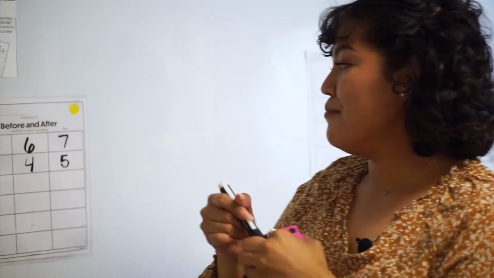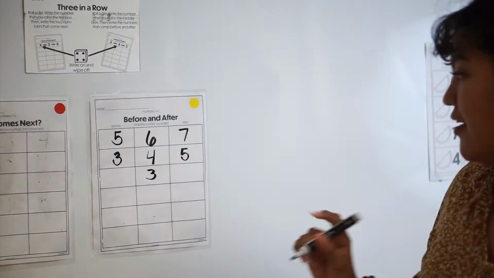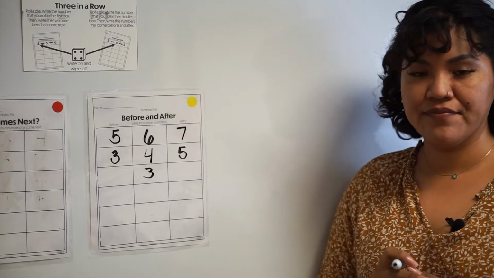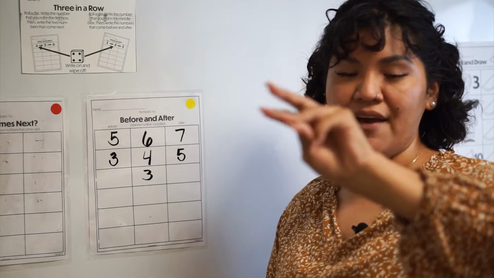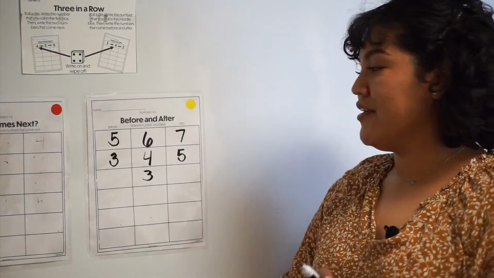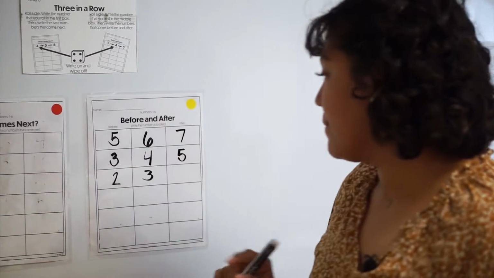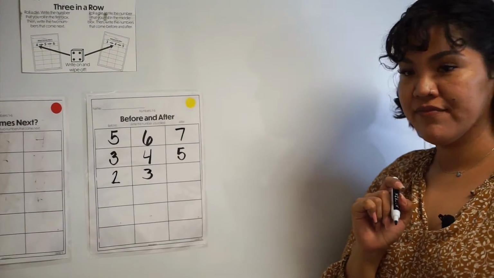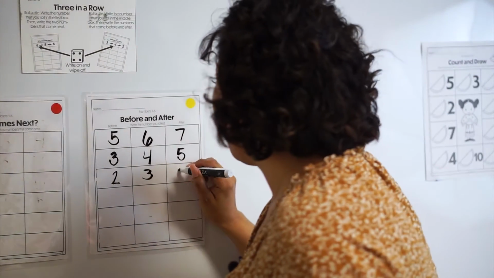Get your dice ready. And we rolled a 3. Okay, so get your dry erase marker. We're going to put a number 3 in the middle. So what comes before 3? You have 3 fingers up. Take 1 down. How many fingers do you have? 1, 2. So 2 comes before 3. What comes after 3? 2, 3, 4. 4 comes after 3.